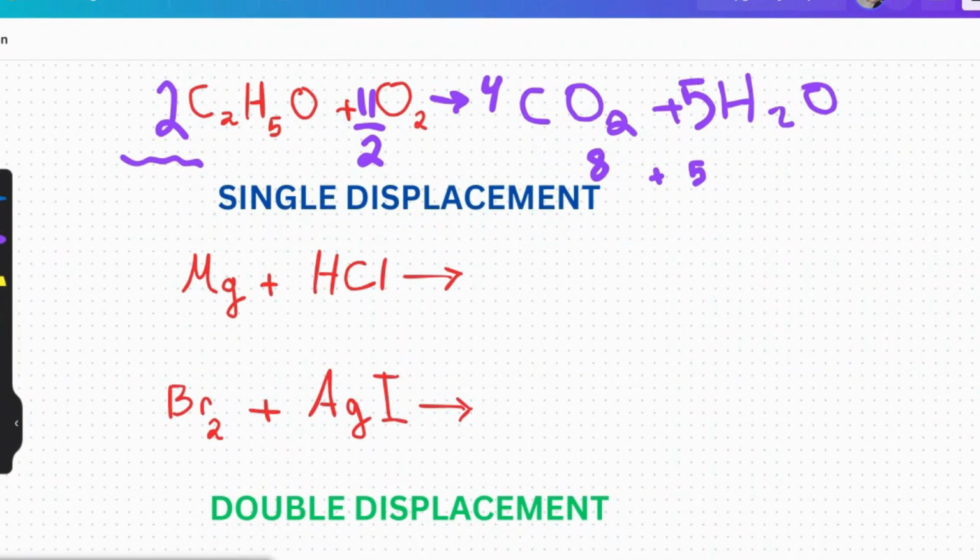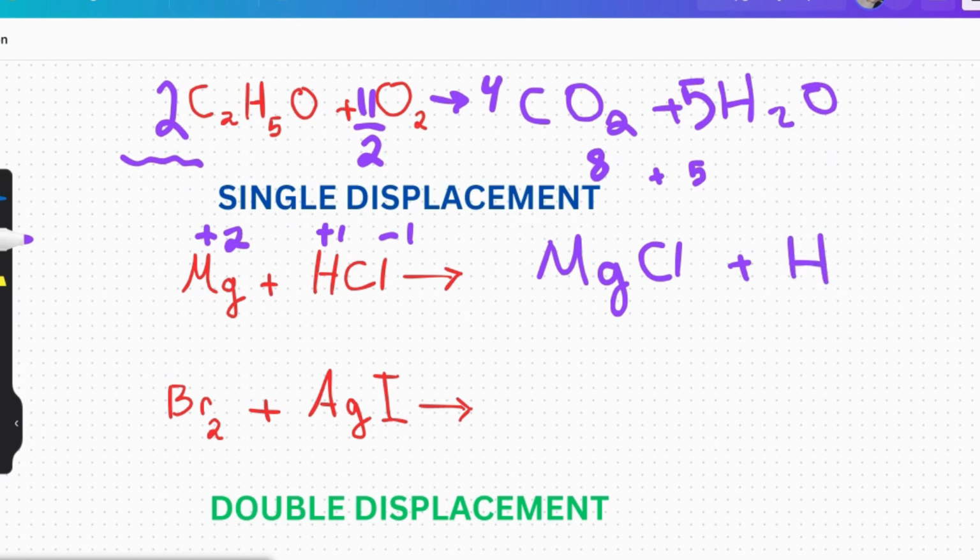Single displacement. One element replaces another element. They should have the same sign. So Mg is metal, so it's positive, plus 2. Hydrogen is plus 1. Cl is minus 1. So Mg will replace hydrogen. MgCl, and it kicked the hydrogen out. Since it's out, it's pure element, so it's a diatom, H2.